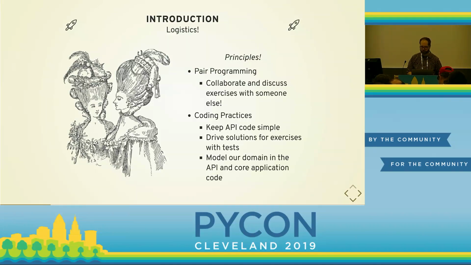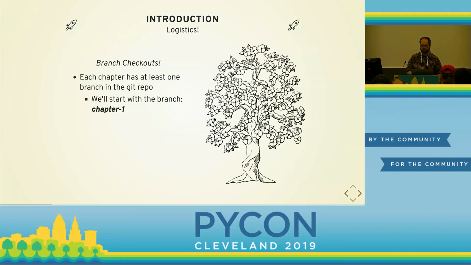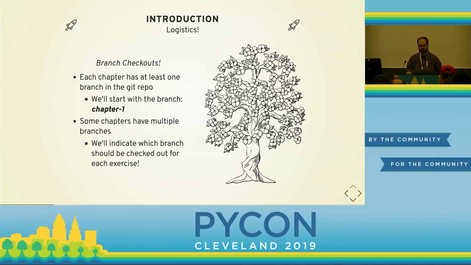And we model our API and core domain in the code. Cool. So each chapter has at least one branch in the Git repo. We'll start with the branch chapter 1. And some chapters have multiple branches. We'll indicate which branch should be checked out for the exercise.